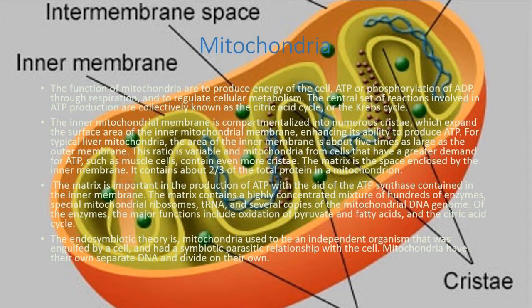So the endosymbiotic theory is that mitochondria used to be an independent organism that was engulfed by eukaryotic cells, and had a symbiotic, parasitic relationship with the cell.